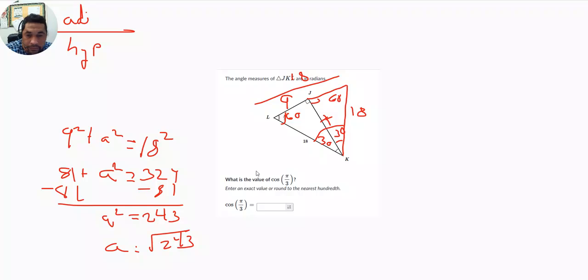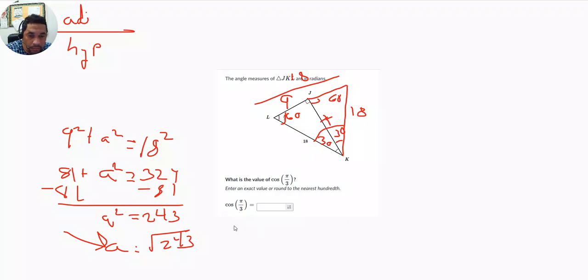All right, next step. Now cosine pi over 3 is adjacent over the hypotenuse. We don't really need that other side, this one right here. We just needed the adjacent, which is 9, and the hypotenuse is 18.